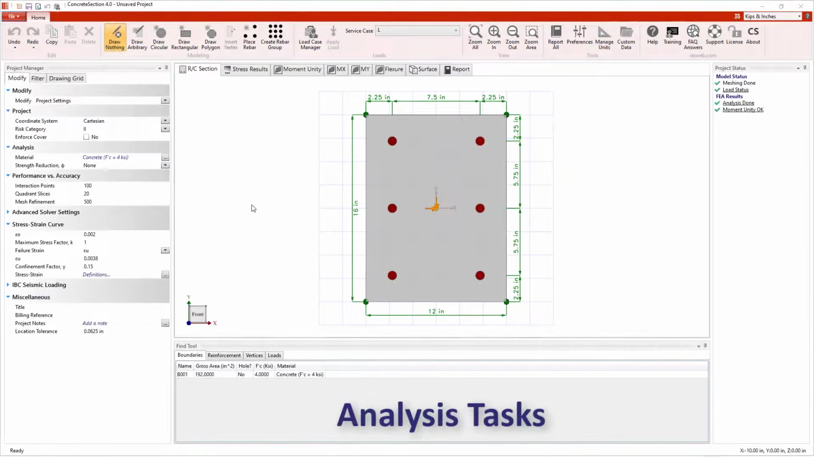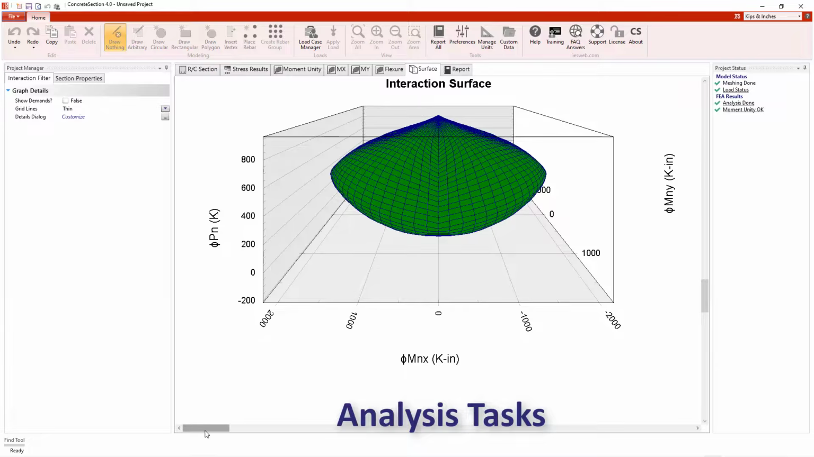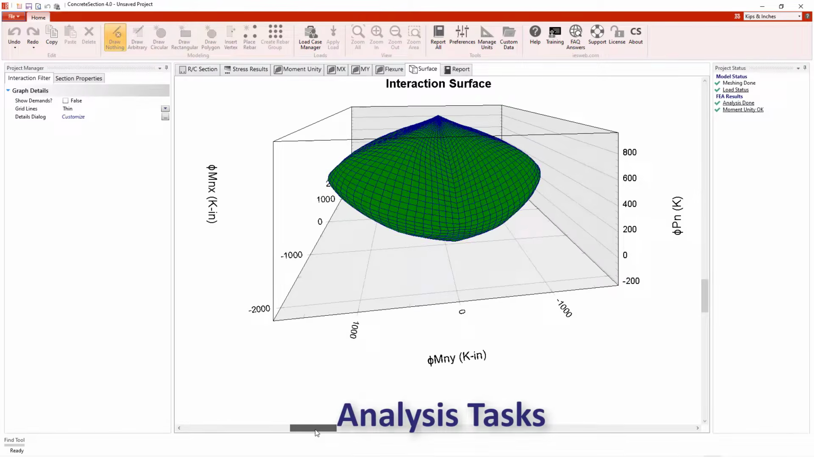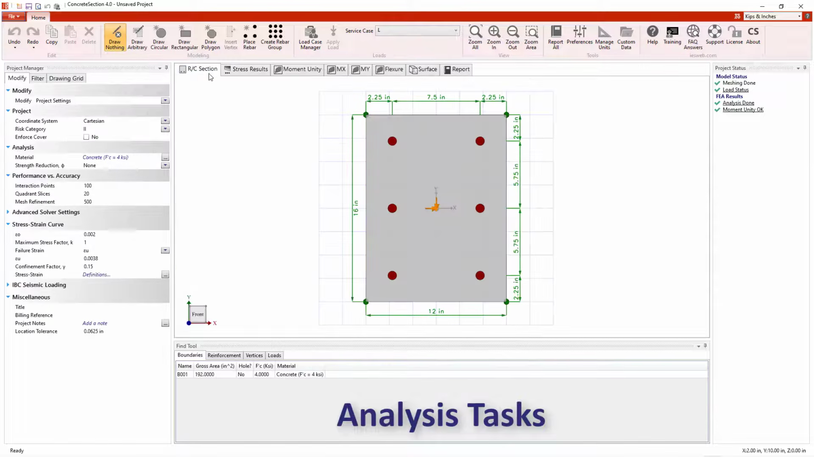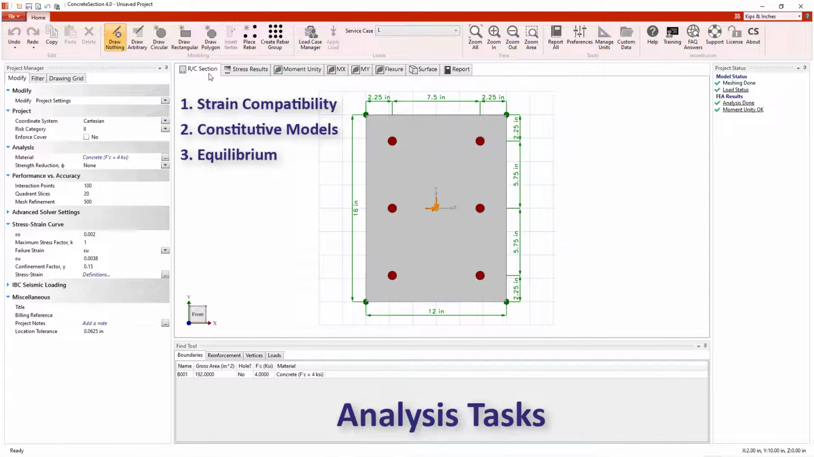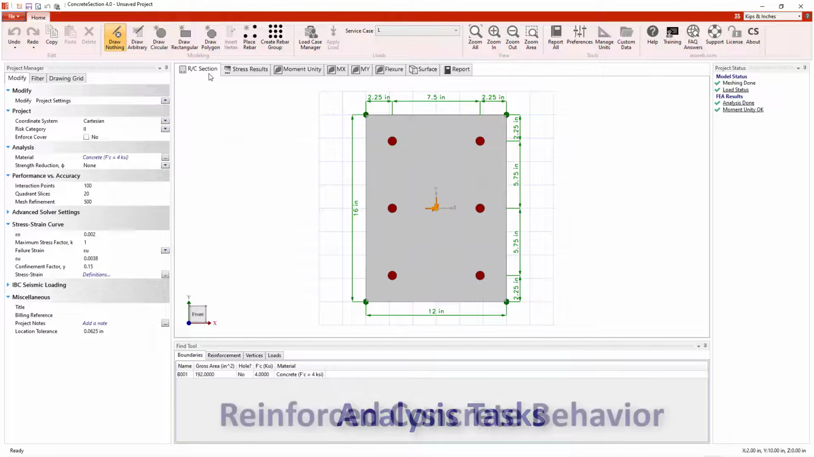ConcreteSection performs two distinct analysis tasks. First, it generates the three-dimensional interaction surface on the Surface tab. Second, it computes the stresses and strains under specific applied loads on the Stress Results tab. Both tasks rely on three mechanics of material principles: strain compatibility, material constitutive models, and equilibrium. Before we dive into how ConcreteSection applies these principles, let's look at the fundamental behavior of reinforced concrete itself.